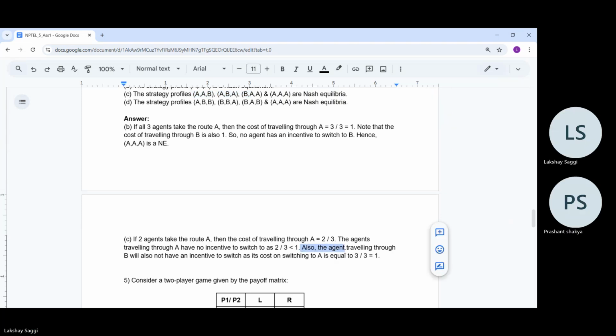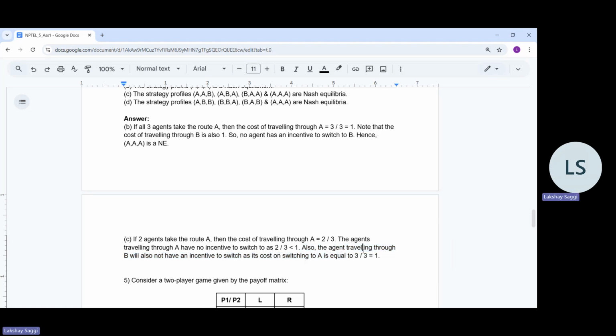Now the agent traveling through B, the third agent, is already paying a cost equal to 1. If that agent decides to switch to A, note that the cost for taking route A no longer remains 2 by 3. Because if the third agent also switches to A, then all three agents are taking the route A. So the cost of taking A will be equal to 3 by 3, which is 1. So the third agent who is right now taking the route B will have no incentive to switch, as if it switches, the cost of going through A increases and becomes equal to 1. Since 1 equals 1, the agent will not have any incentive to switch. Okay, I think we can move on to the B part now.